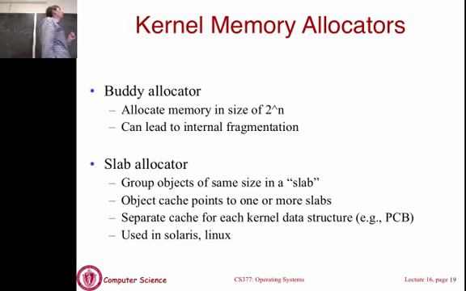The first type is what's called the buddy allocator. The idea here is that the kernel is requesting memory. The kernel needs memory to store things, like PCBs, for example. And the kernel could request any arbitrary amount of memory. But in the buddy allocator, we're always going to allocate memory in sizes of powers of 2. As a simple example, let's say that the kernel requests 513 bytes of memory.